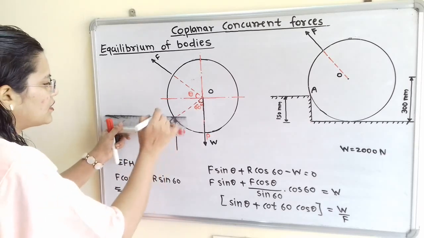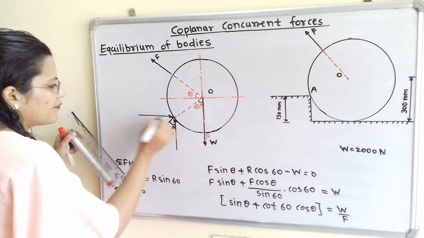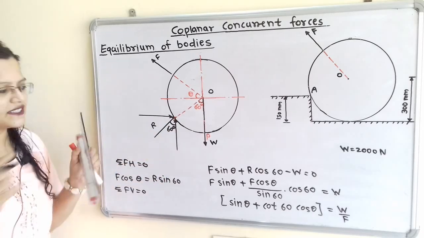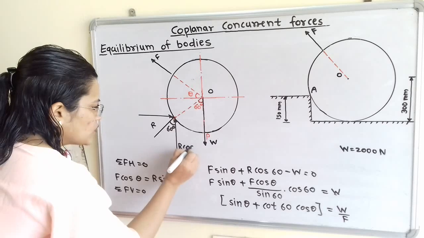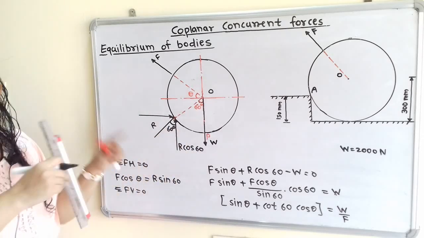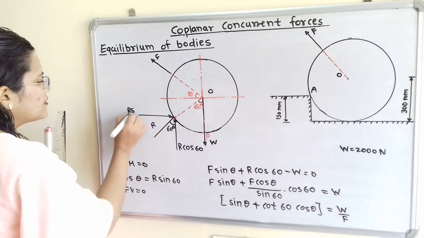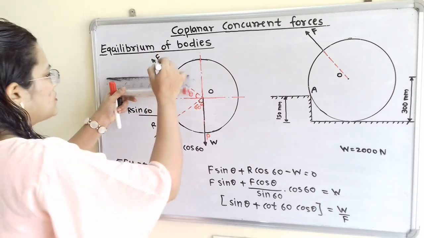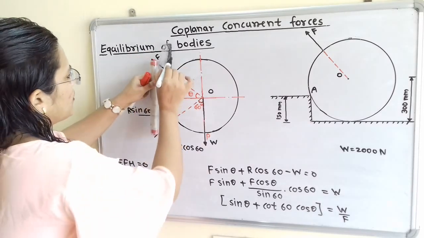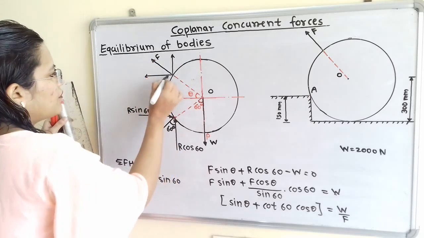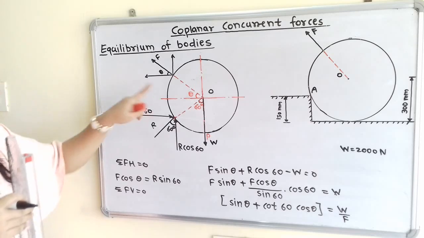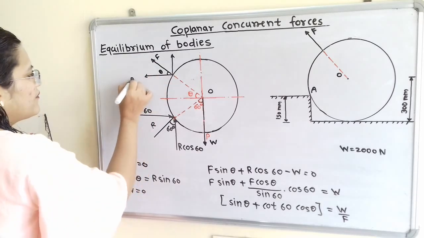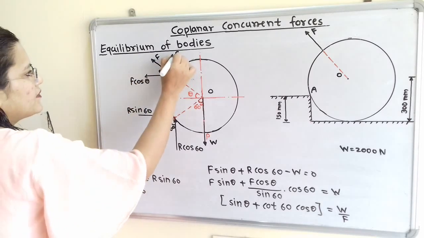Now the horizontal component, now we will decide its value. So this vertical component is near the angle 60 degrees. So its value is R cos 60, and this horizontal component is away from the angle 60 degrees. So here is R sin 60. Now in the same way we will resolve this force F into horizontal and vertical components. Now here the angle is theta, which is unknown, and we have to find it out. So this horizontal component is near the angle theta. So F cos theta, and here F sin theta.